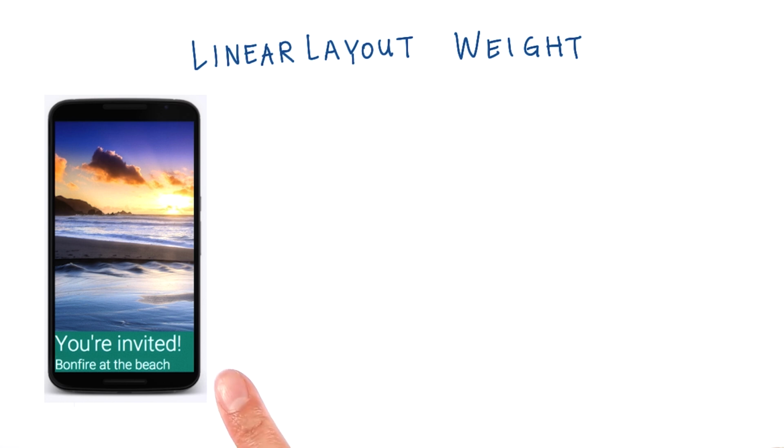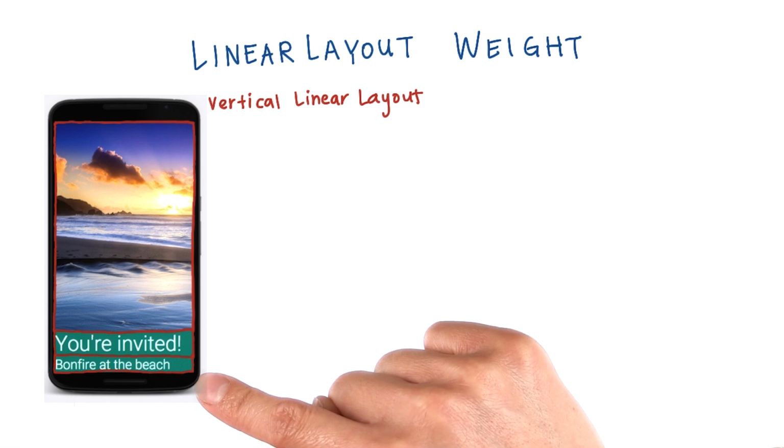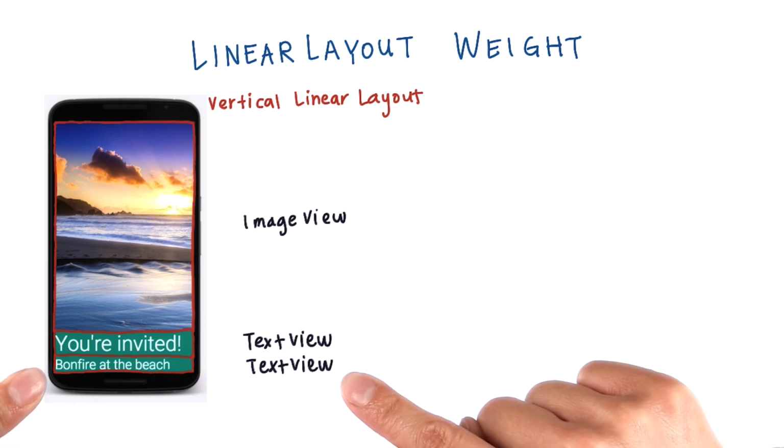So to build out this layout, I like to first think about it conceptually to make sure I have an idea of what I'm going to do before I start coding. First, we notice that it's a vertical linear layout because the items are in a vertical column. We have 3 children views. We have an image view, a text view, and a text view.